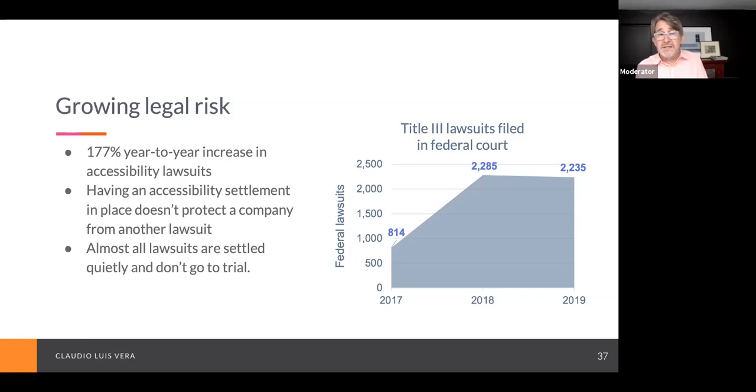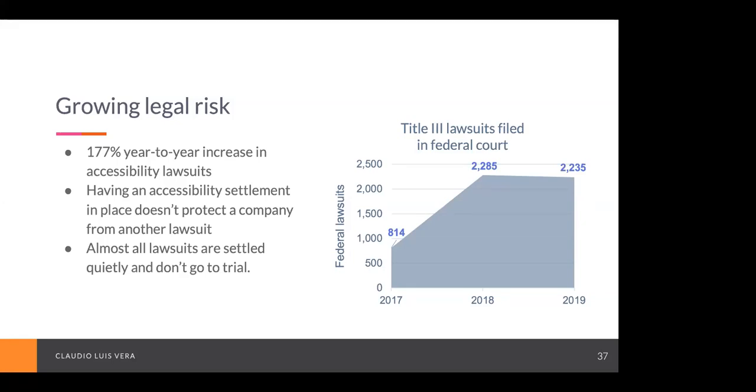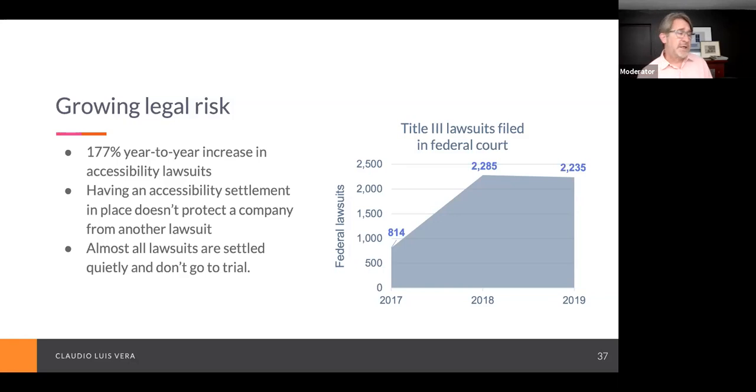And it's anybody's guess as to what's happening now with everybody working from home, in terms of how much easier it is to actually file a lawsuit in a courthouse. I would imagine it depends on the digital availability of that courthouse. So one of the things to know is that almost every single one of these lawsuits gets settled quietly and doesn't go to trial. I mean, the amount of damage it could do to your brand would be enormous, and the cost is ridiculous. So if you look at 2,235 cases, probably 2,230 have been settled.